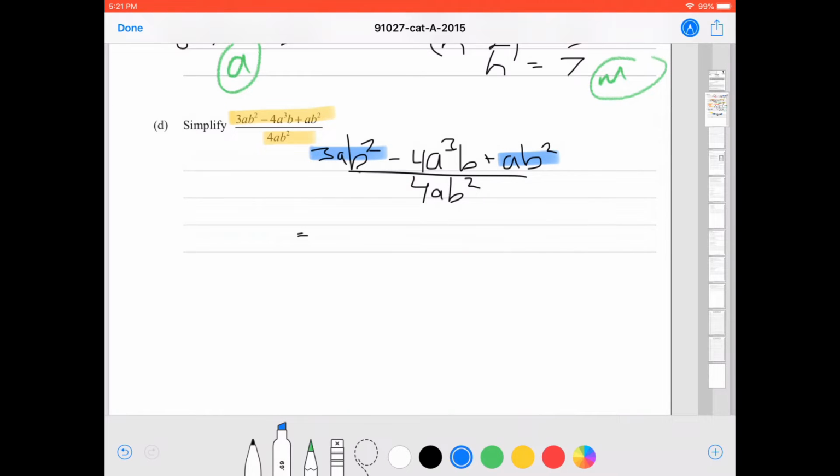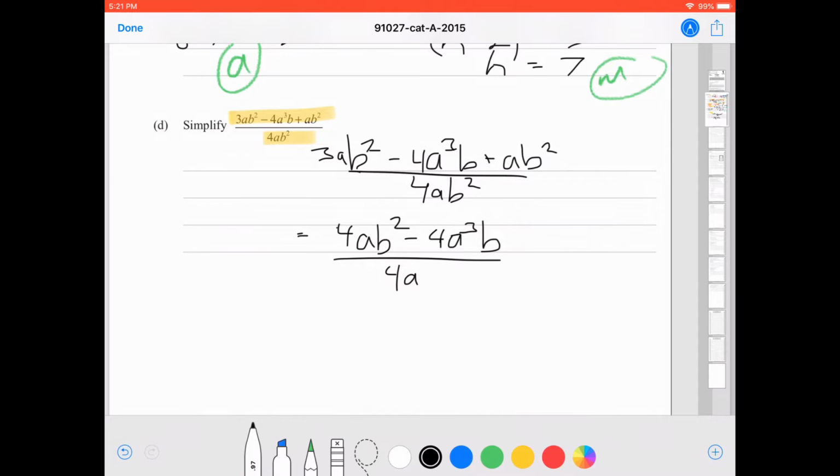And so before we do any factoring, cancelling, let's add the like terms in our numerator. So it becomes 4ab squared minus 4a cubed b. Okay, and this is all over, again, 4ab squared. And at this point, we will look to factorize.